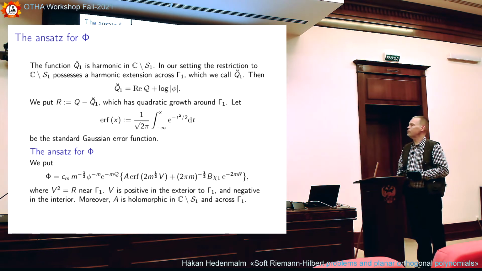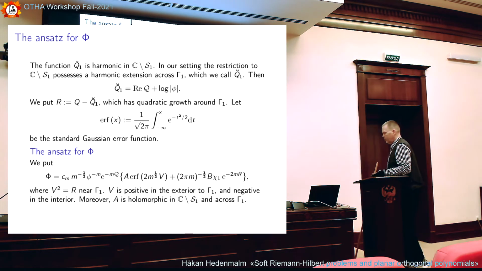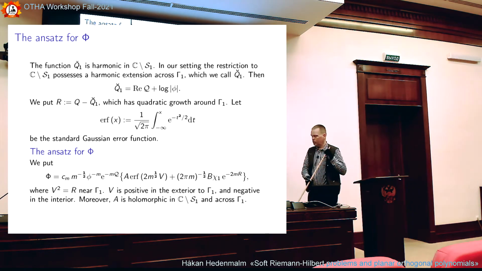We need also a function V. What is V? V is some choice of square root of a function R. Now, R is defined up there. Let me try to point at it without destroying your screen.